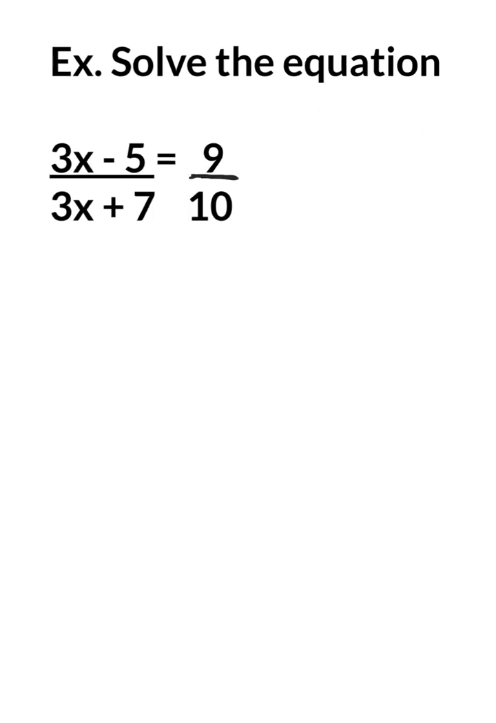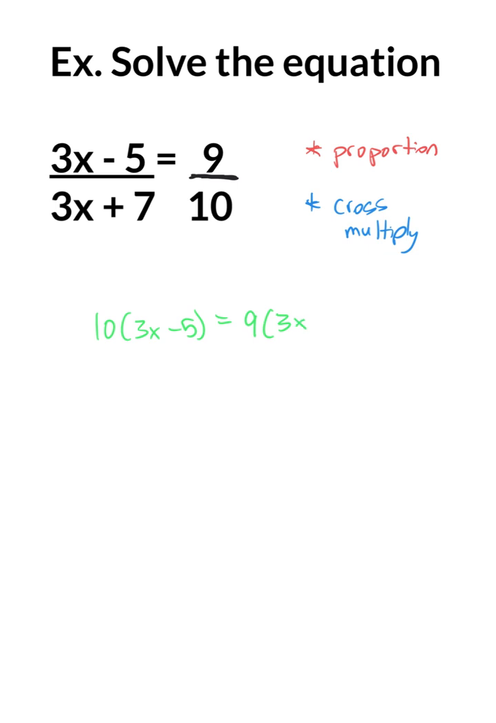All right, so this says solve the equation. This really is an example of a proportion, so have that in your head. Hopefully this makes it easy. So I'm going to cross multiply. So when I do that, I have 10 times 3x minus 5 is equal to 9 times 3x plus 7. So now I distribute, and I get 30x minus 50 is equal to 27x plus 63.